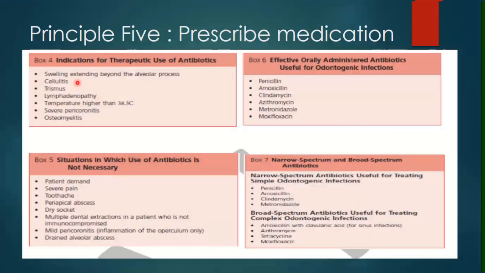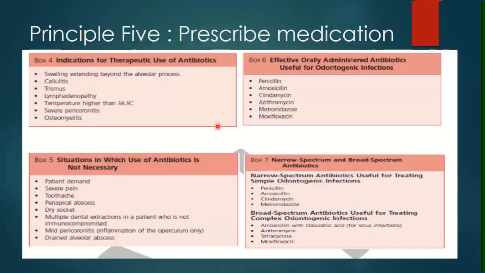But if I have swelling extending beyond the alveolar process, this means it became extra oral, not vestibular, it became extra oral, or cellulitis, trismus, lymphadenopathy. Lymphadenopathy means the lymph nodes are involved with the infection, temperature as I said, and severe pericoronitis or osteomyelitis, which is bone infection. Here I have to give an antibiotic.